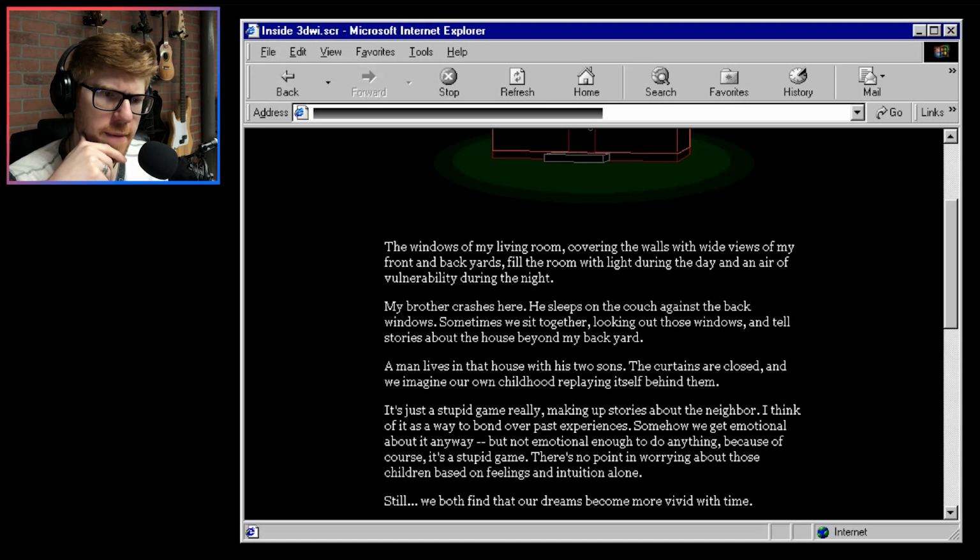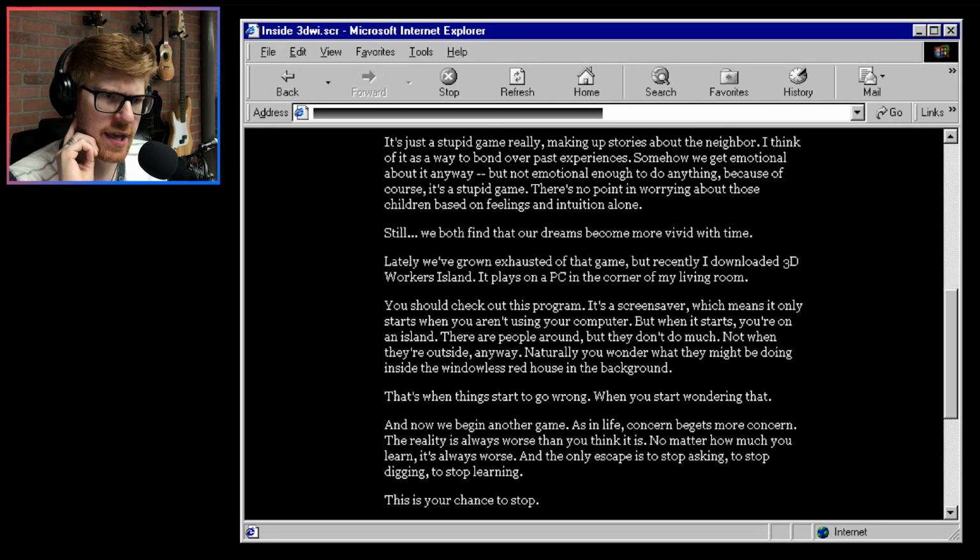It's just a stupid game, really, making up stories about the neighbor. I think of it as a way to bond over past experiences. Somehow we get emotional about it anyway, but not emotional enough to do anything because, of course, it's just a stupid game. There's no point in worrying about those children based on feelings and intuition alone. Still, we both find that our dreams become more vivid with time. Lately, we've grown exhausted of playing that game, but I recently downloaded 3D Workers Island.